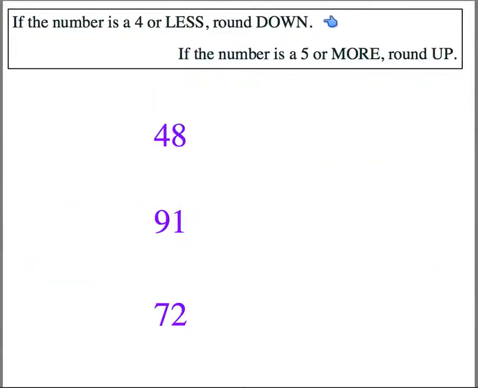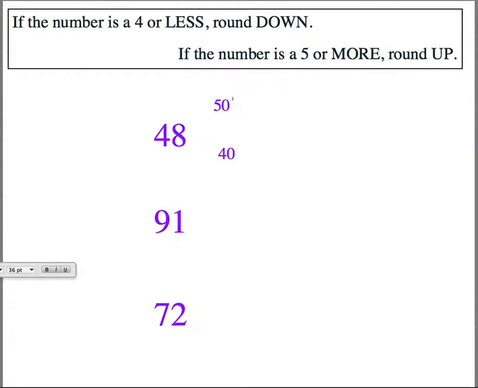So here are the rules again, just so you can see them. If the number is a 4 or less, round down. If the number is a 5 or more, round up. That means 5, 6, 7, 8, or 9. So remember, we're going to round this to the nearest 10. So is this number going to go up to 50 or down to 40?